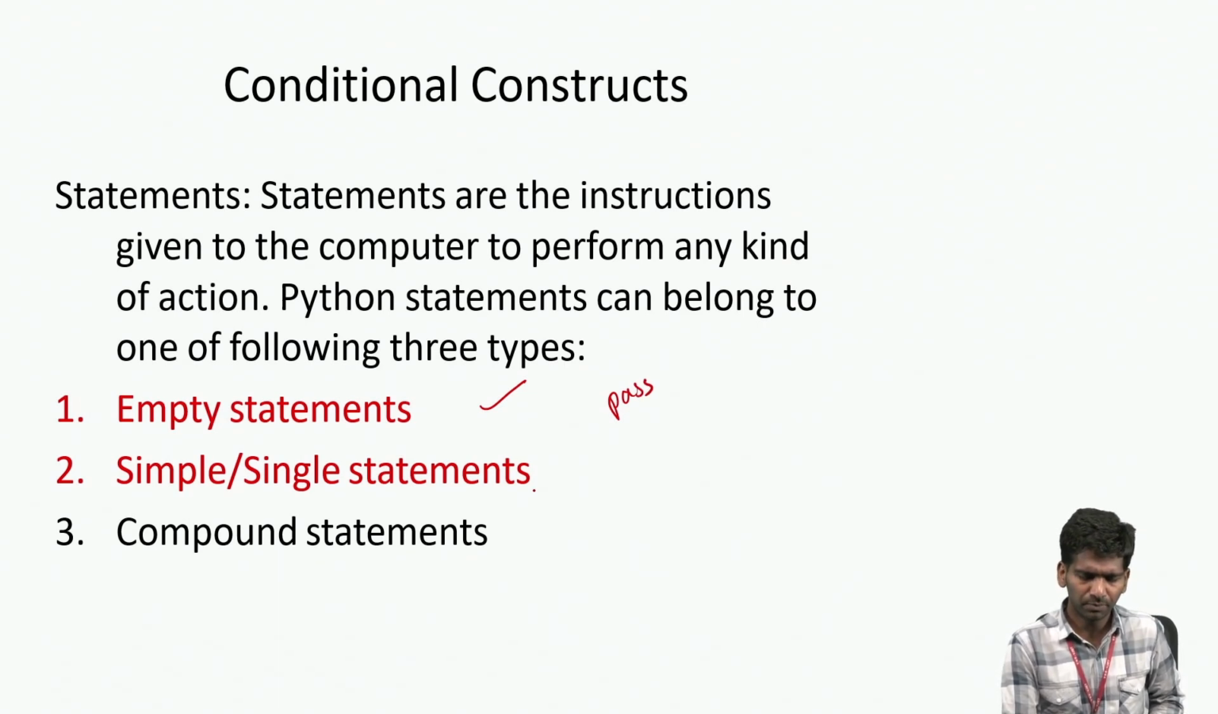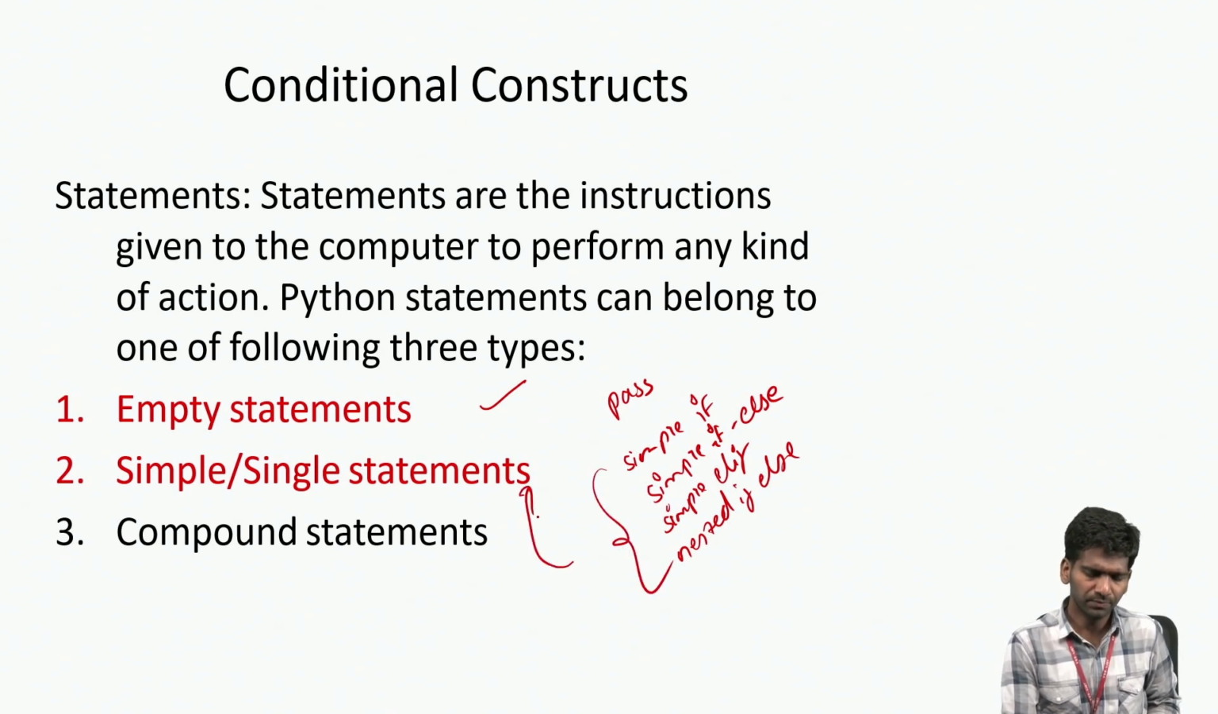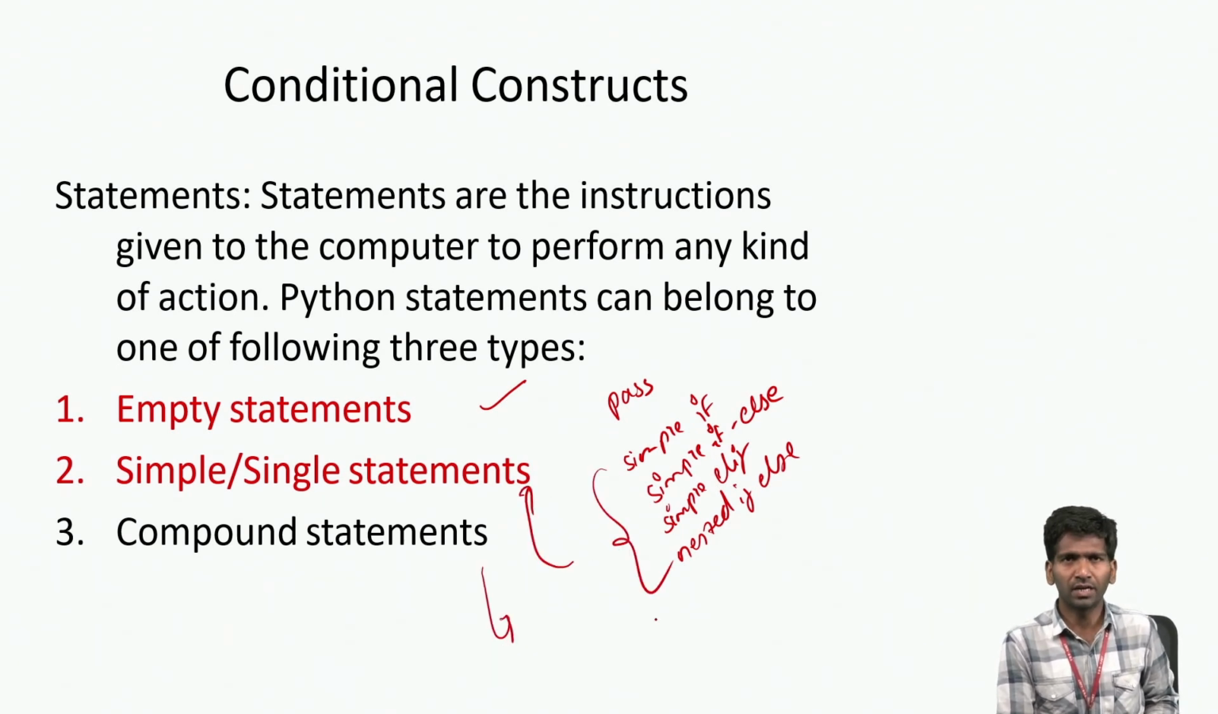In case of simple statements, we will have simple if, simple else, simple elif, and nested if else. So we have all these types in simple statements. In compound statements, we have looping statements like while and for.